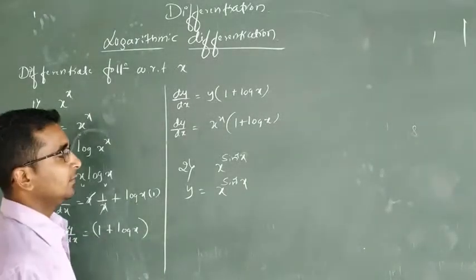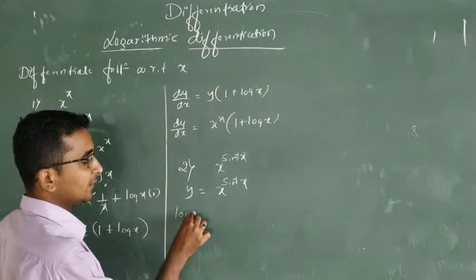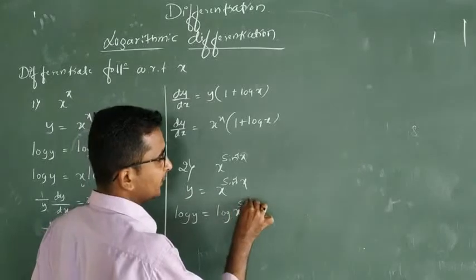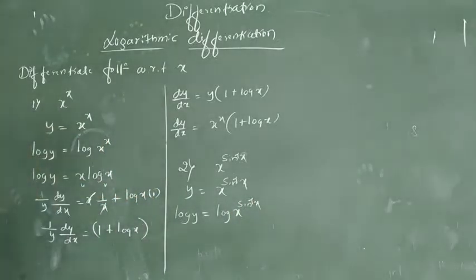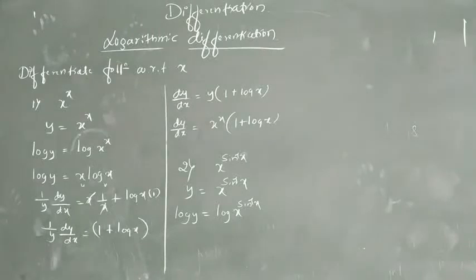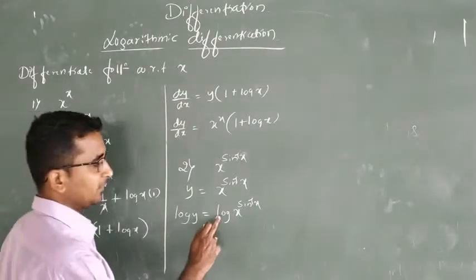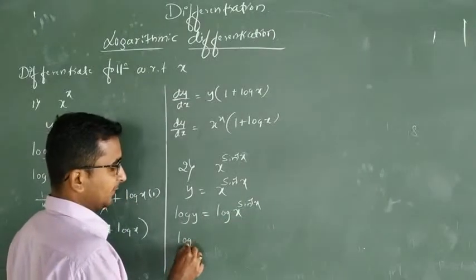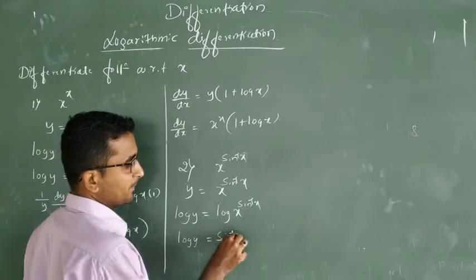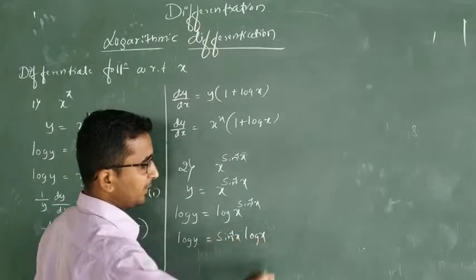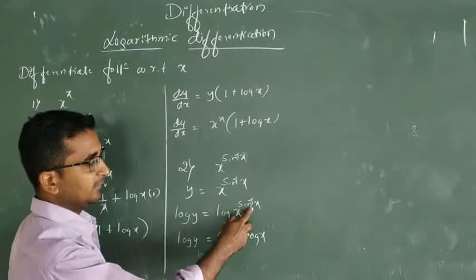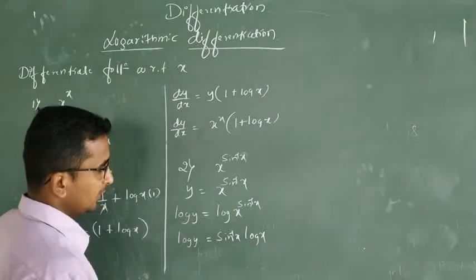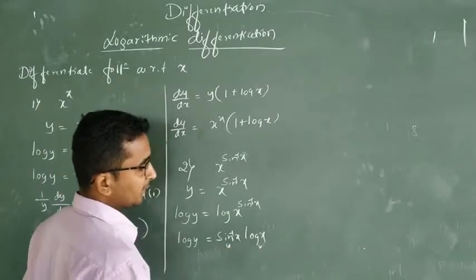Getting? Okay. Then apply the log to both sides. Log y is equal to log of x raised to sine inverse of x. Next, again it has the property log of m raised to n, so that is nothing but log y is equal to n log of m. I have taken this sine inverse x before the log of x. So now sine inverse of x is u, log x is the v.